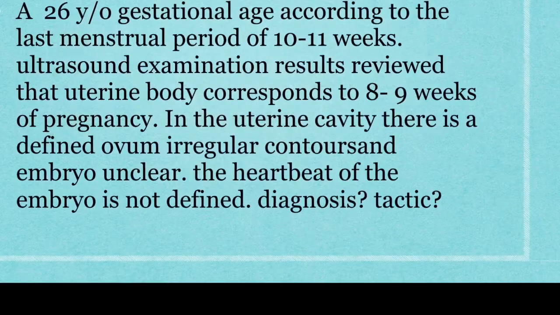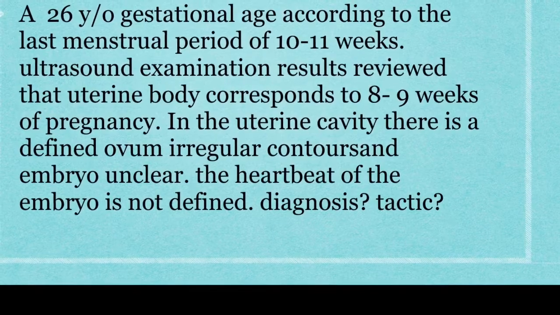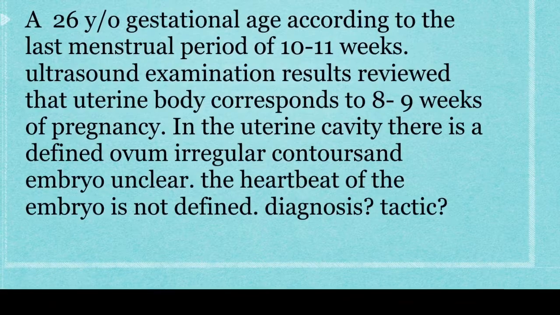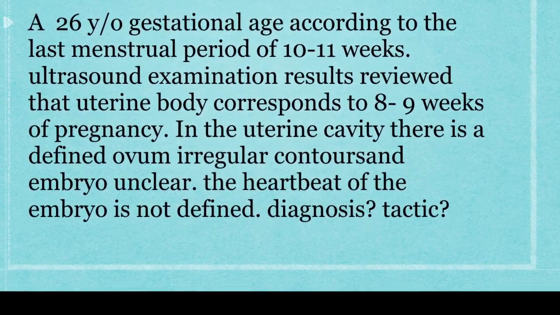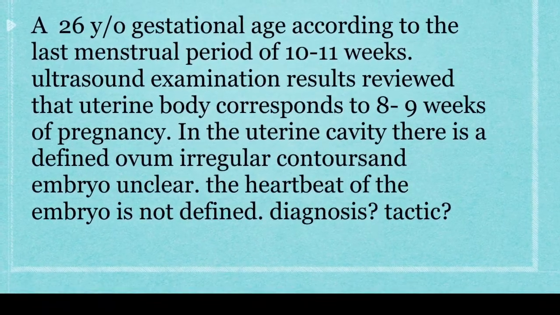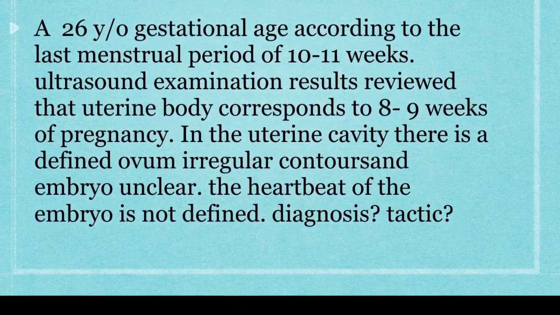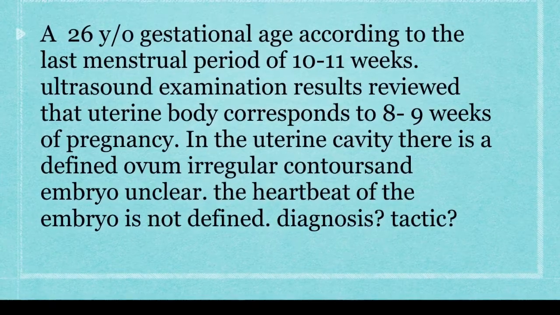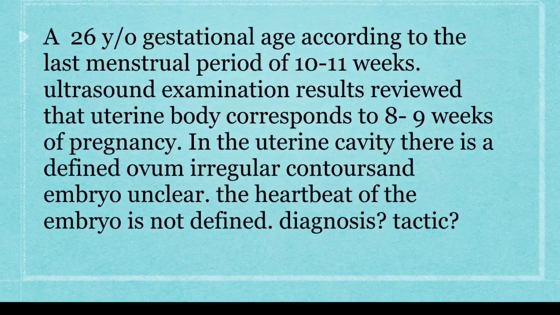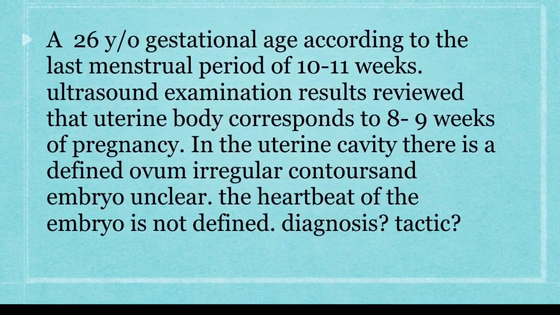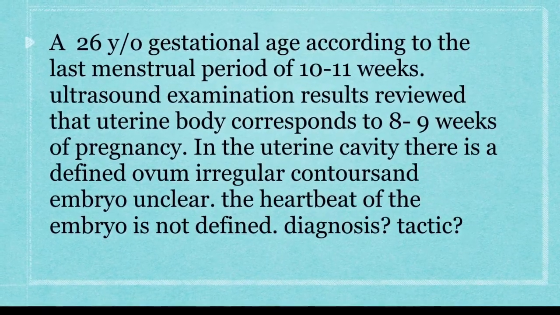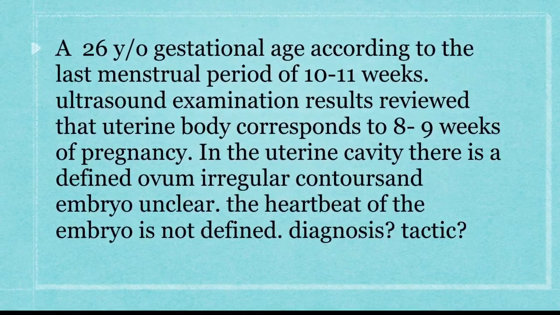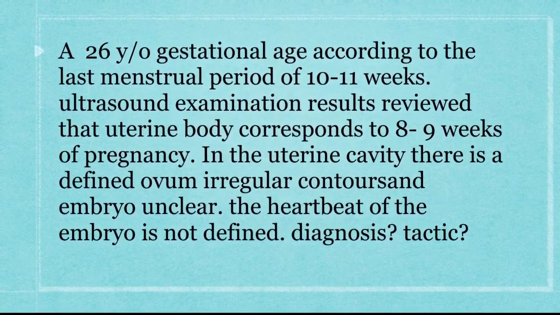Right, so a 26-year-old, gestational age according to the last menstrual period of 10 to 11 weeks. On ultrasound, the results reveal that the uterine body corresponds to 8 to 9 weeks of pregnancy. In the uterine cavity, there's a defined ovum that has irregular contours, and the embryo is unclear. The heartbeat of the embryo is not determined, is rather not defined. Diagnosis and tactic. Okay, so I'll give you 5 seconds to think about it.